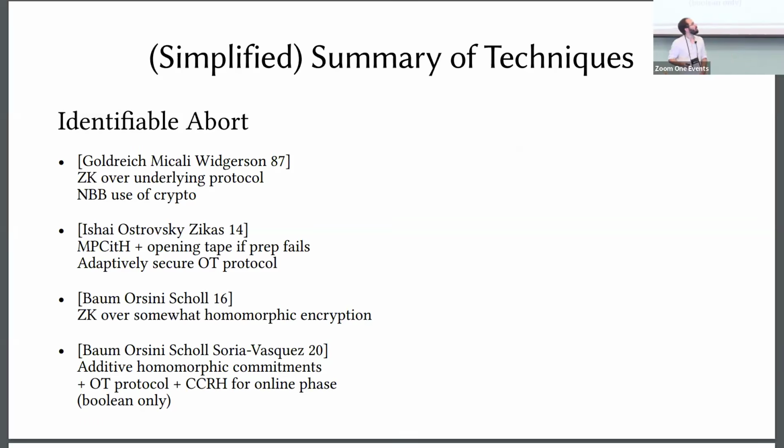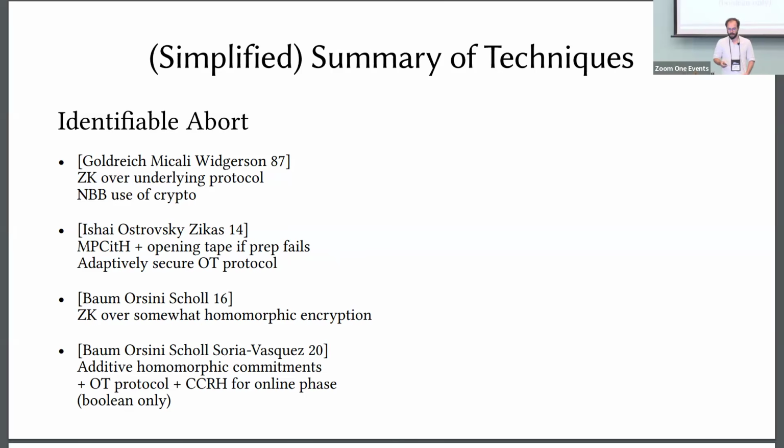So the history of identifiable abort techniques is kind of the history of trying to avoid this. GMW back in 1987 proposed to use zero knowledge to prove that computations were performed correctly. But of course, this requires you to use your underlying protocol in a non-black box fashion. Then there was a big gap, and Ishai et al. suggested to use information theoretic zero knowledge techniques with a pre-processing model. If the pre-processing protocol fails, you can open the random tapes for that. This does require an adaptively secure OT protocol.